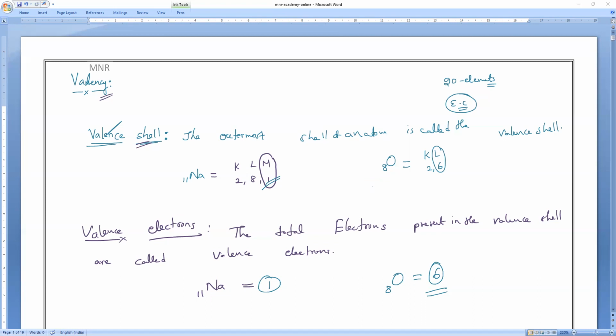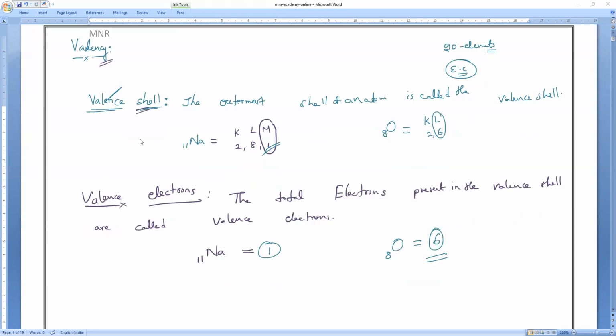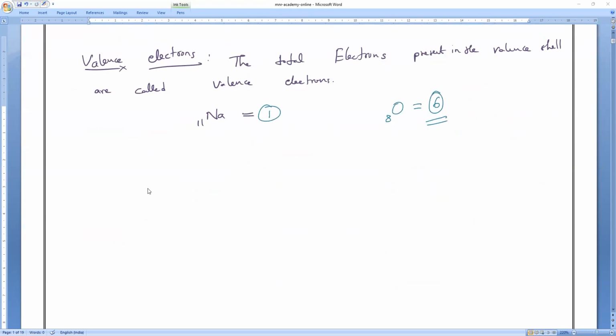So we are going to make it. Clear, all of you? Okay. So first, we are going to make valency. If you want to calculate the valency, you need to know the valence shell and valence electrons. I already taught you, and now again I am saying it. After that we will go to the definition.